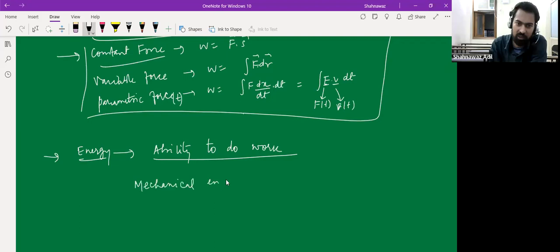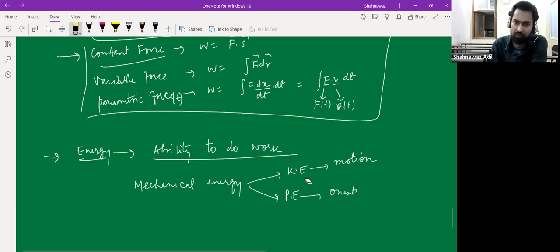Mechanical energy has 2 forms. One is kinetic energy, and the other one is potential energy. Kinetic energy comes due to the motion of the object, and potential energy comes due to the orientation or position of the object. This comes due to conservative force.